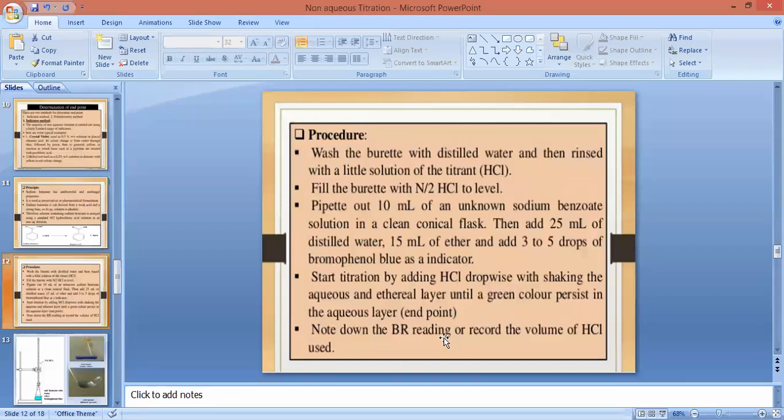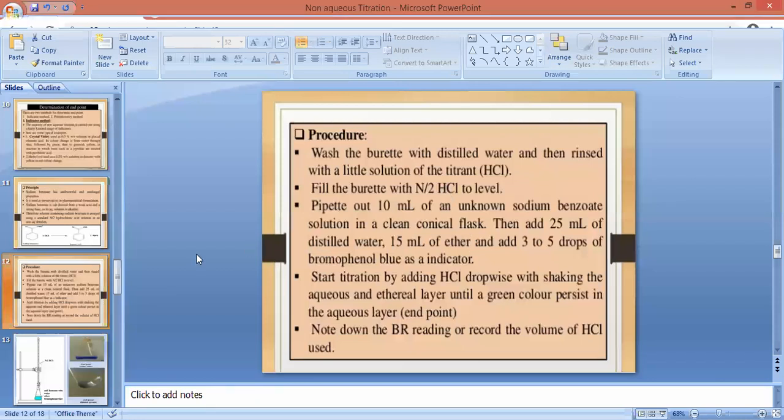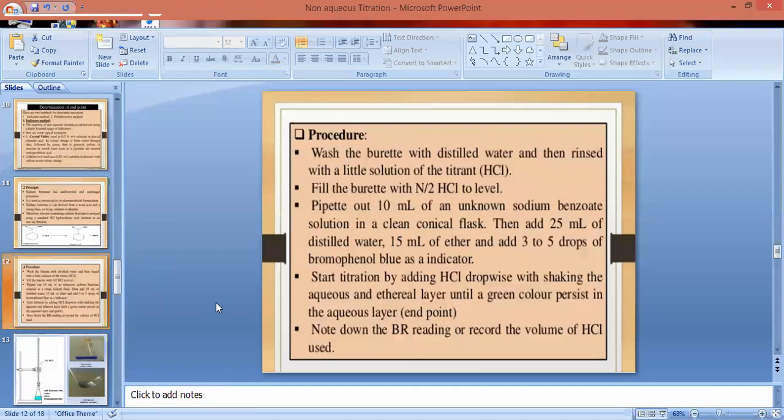Note down the burette reading, or record the volume of HCl consumed by sodium benzoate. From the volume of HCl consumed by sodium benzoate, we can find out the concentration of sodium benzoate. So this is the method used for the estimation of sodium benzoate. The indicator used is bromophenol blue, the solvent used is ether, and the titrant used is HCl. It comes under non-aqueous type of titration.